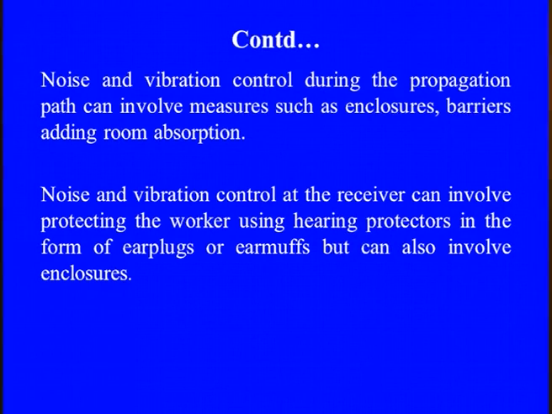So noise and vibration control during the propagation path can involve measures such as enclosures, barriers, adding room absorption. And noise control at the receiver can involve protecting the worker using hearing protectors in the form of earplugs, as we discussed, or earmuffs. And it can also involve enclosures, because, either in terms of sound energy or in terms of vibrations, they can absorb the energy involved, and through that there is a reduction of the vibration amplitude.